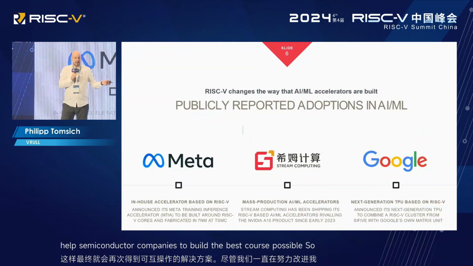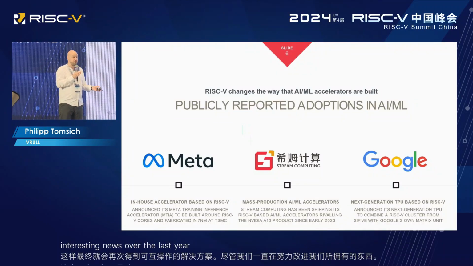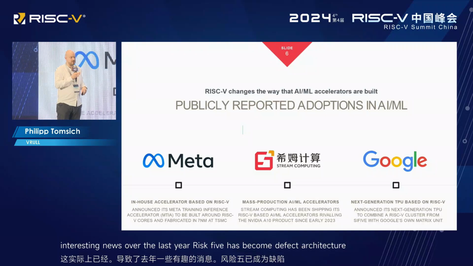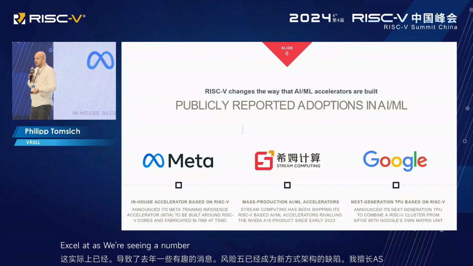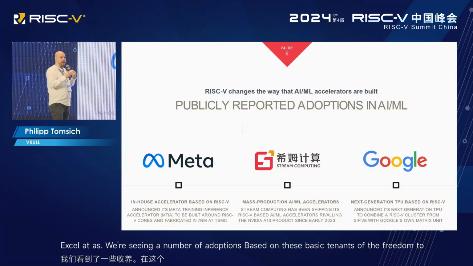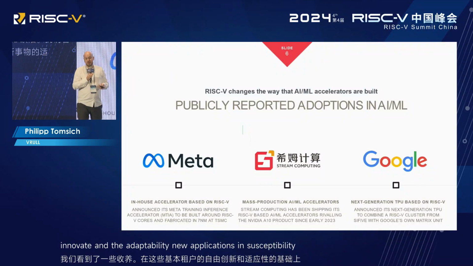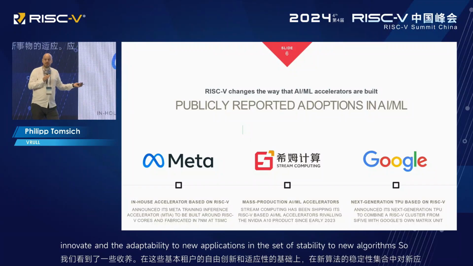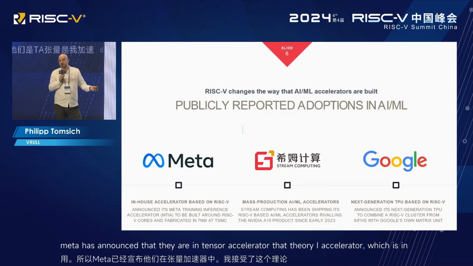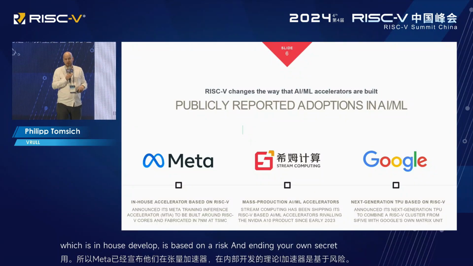So that has actually led to some interesting news over the last year. RISC-V has become the de facto architecture for new AI accelerators. We're seeing a number of adoptions based on these basic tenets of the freedom to innovate and the adaptability to new applications and new algorithms. So Meta has announced that their AI accelerator, which is in-house developed, is based on a RISC-V core, of course, and adding their own secret sauce as an accelerator block.